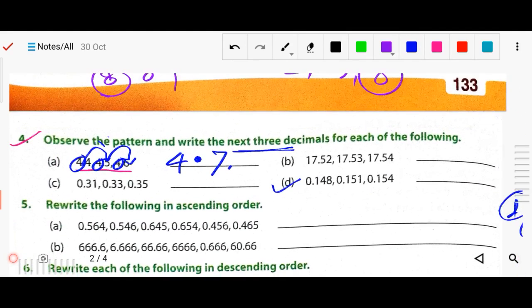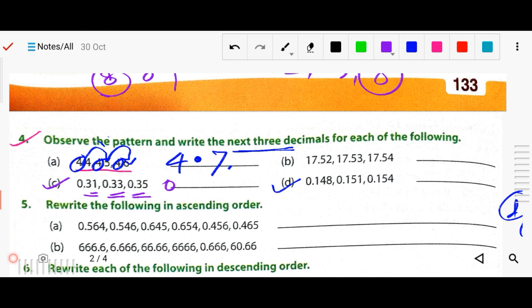Now you can see here this number C: 0.31, 0.33, 0.35. How much is it increasing? Here is 31, then 33, 2 increase, again 2 increase, 35. So what will be the next?